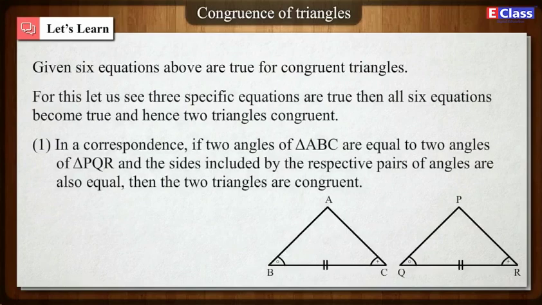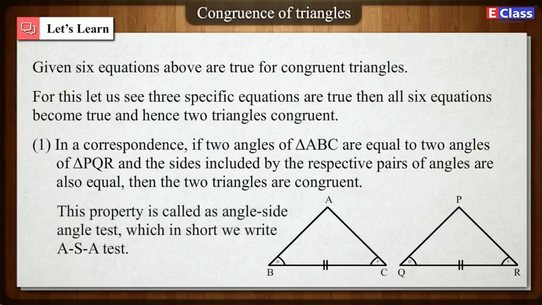1. In a correspondence, if 2 angles of triangle ABC are equal to 2 angles of triangle PQR and the sides included by the respective pairs of angles are also equal, then the 2 triangles are congruent. This property is called the angle-side-angle test, which in short we write ASA test.